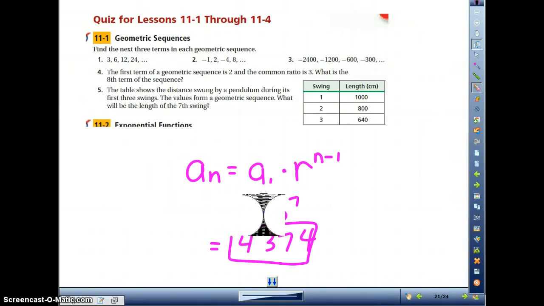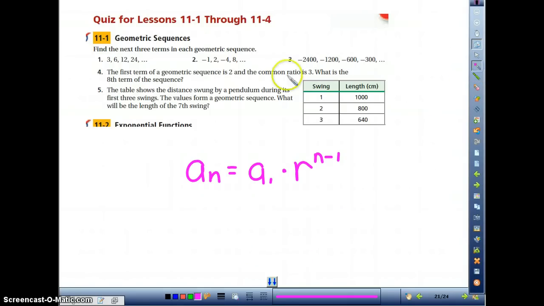Okay, number 5. The table shows the distance swung by a pendulum during its first 3 swings. The values form a geometric sequence. What will be the length of the 7th swing? Well, you could take that table all the way down to 7, or you could call your n equals 7, and then you just have to find out what your common ratio is. If you take 800 and divide by 1,000, what do you get? If you take 640 and divide by 800, what do you get? Yeah, I got multiplying by 0.8.